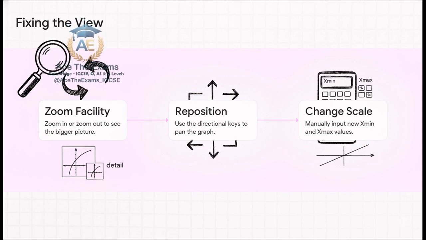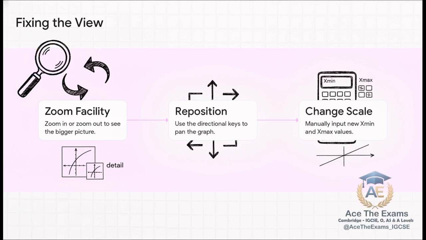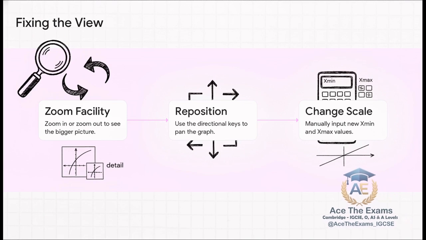Well, you've got 3 main troubleshooting steps. First up, try the zoom facility. You can just zoom out to see the bigger picture or zoom in if you need fine detail. Second, use your directional keys to physically reposition or pan the graph around. And third, if all else fails, just dive into the settings and change the scale manually by typing in entirely new X-min and X-max values. Remember, you are in total control of the view here.